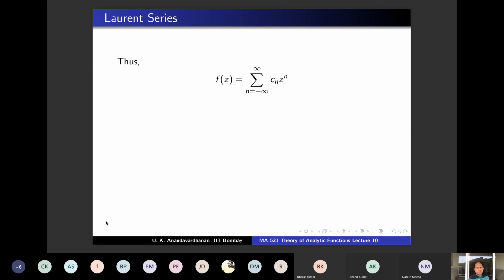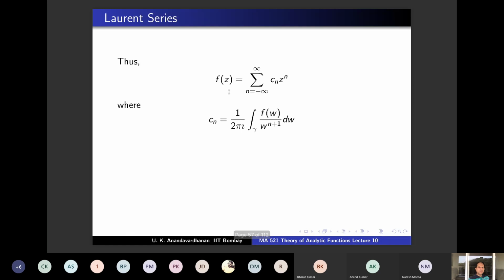Therefore, putting both together, f(z) is the summation c_n z power n going from minus infinity to infinity. We got this as F2 plus F1, where for F2 the coefficient was an integral over gamma 2, and for F1 the coefficient was an integral over gamma 1. But if you take any gamma in between gamma 1 and gamma 2, the integrals over gamma, gamma 1 and gamma 2 are all the same, again by Cauchy's theorem. It's all holomorphic in between, therefore the difference of the integrals will be 0, so these integrals are the same.